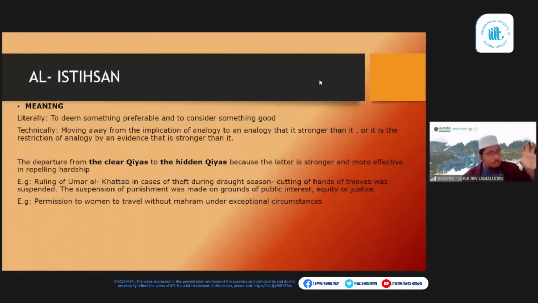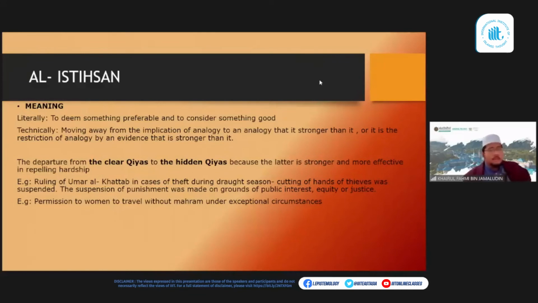Basically, when we want to do qiyas, we have the clear one, the clear qiyas, which is qiyas jali, and we have the hidden qiyas, which is qiyas khafi. But sometimes, if we follow this clear qiyas, it will actually result in injustice, or it is not enough to repel hardship. So we move from the clear qiyas to the hidden qiyas, qiyas khafi, because this hidden qiyas is stronger and more effective in repelling hardship and difficulties.